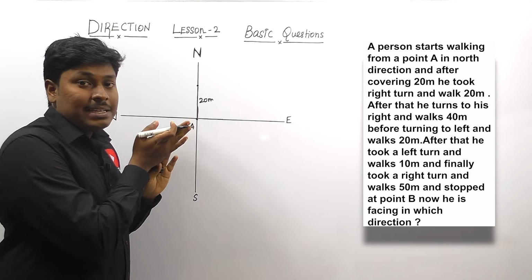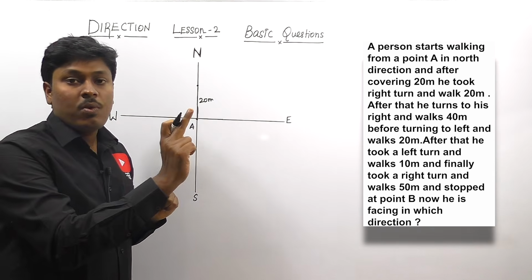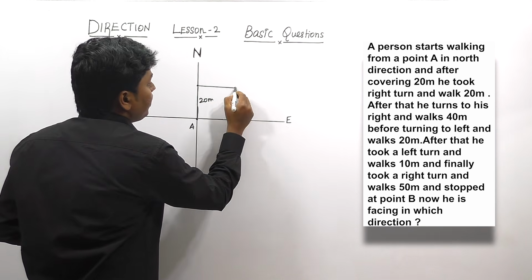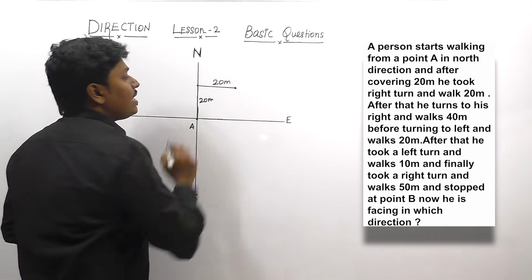From this point the person took a right turn and again he walks 20 meters. So friends, this is also 20 meters. So this should also be 20 meters. So both the lines should be equal in length.